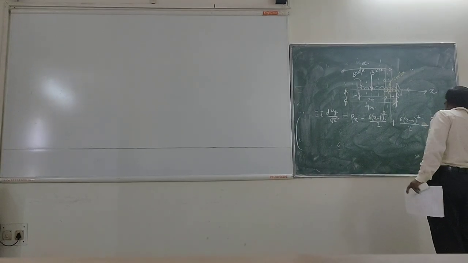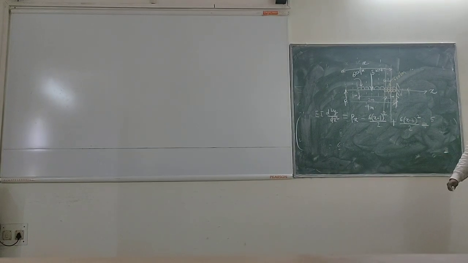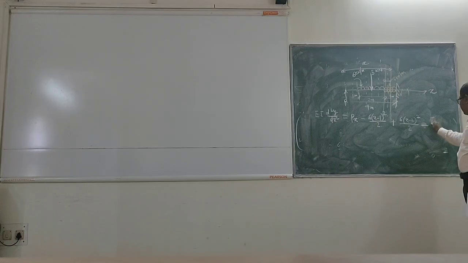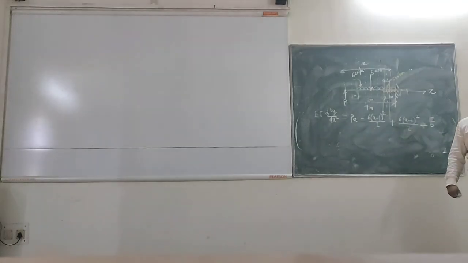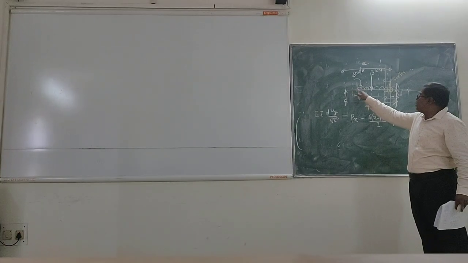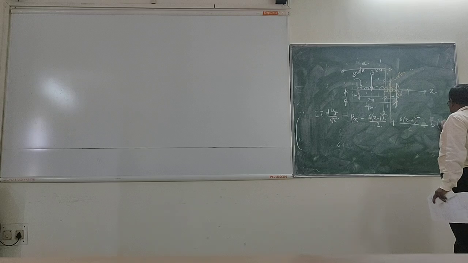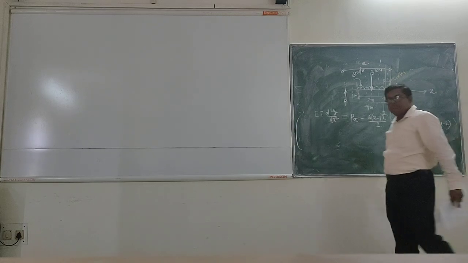5 into how much will it be? Minus 5 into x minus 5 into... x minus 1 or 2? From here to here is 1 meter. From here to here is 1 meter. So it is x minus, not 1.